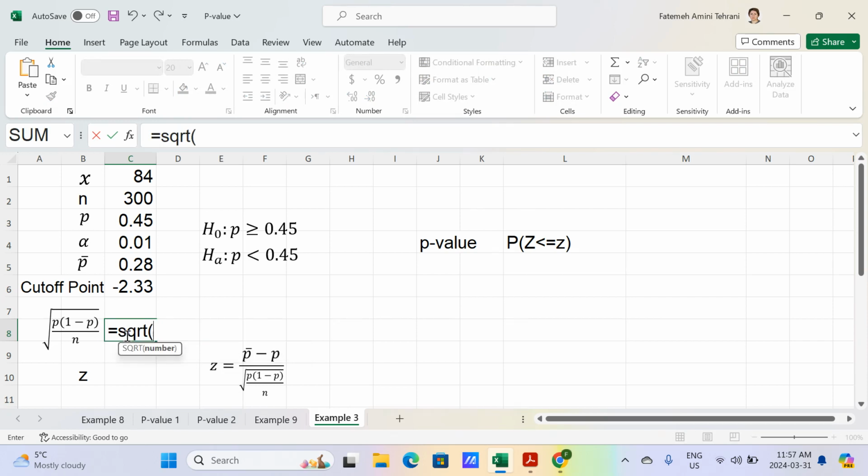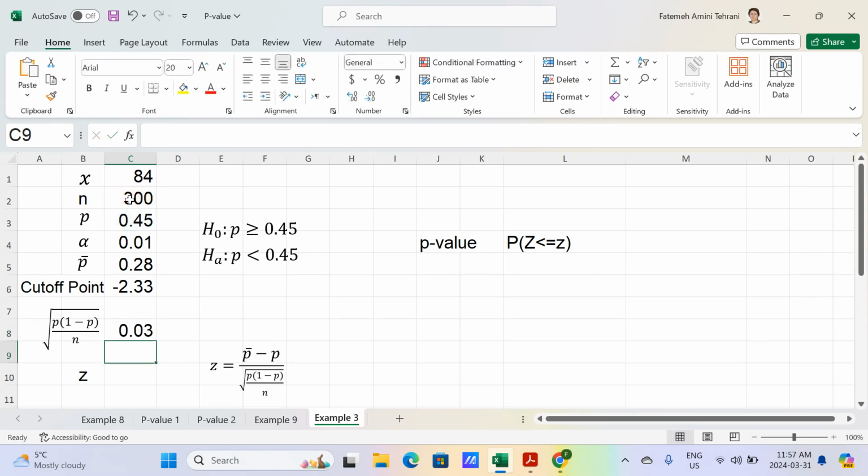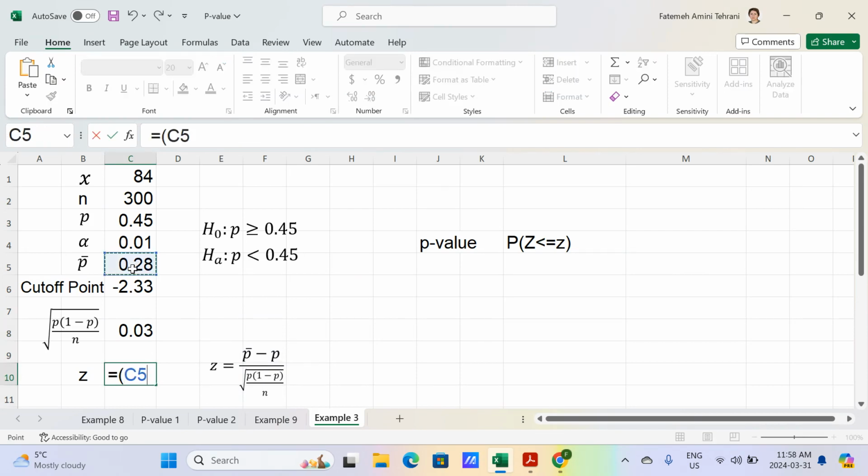So the square root of p times 1 minus p, then divided by n. Okay, look here: the square root of p times 1 minus p divided by the sample size. It's 0.03. Now let's find z. To find this one, I need p bar minus p. P bar is 0.28 minus p 0.45, divided by 0.03.